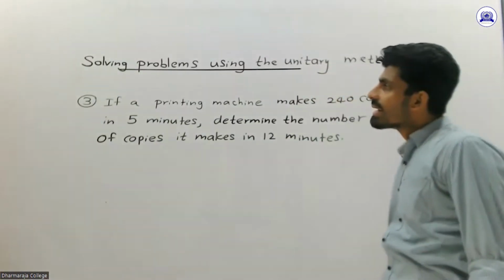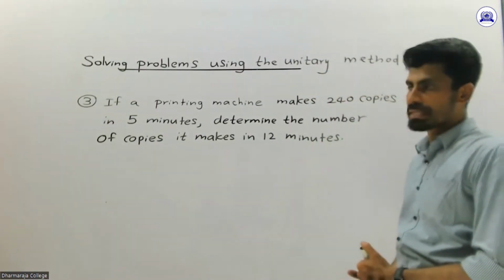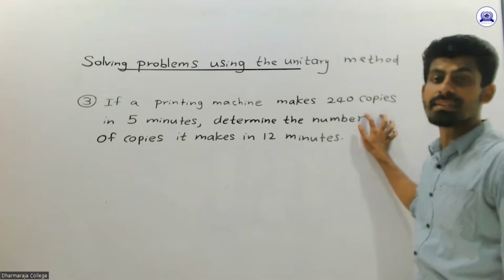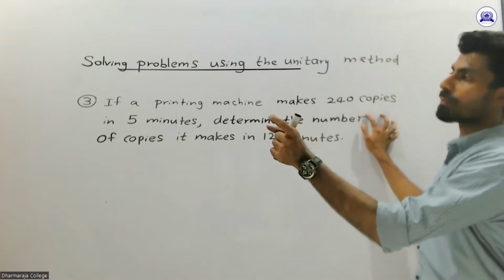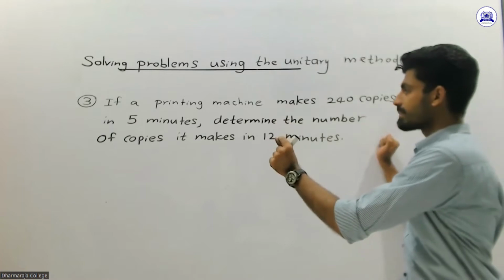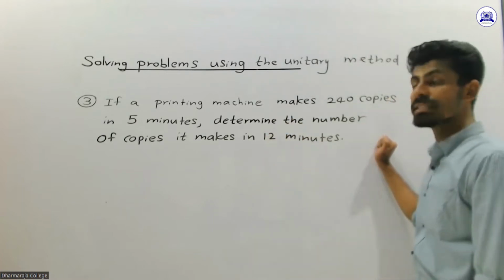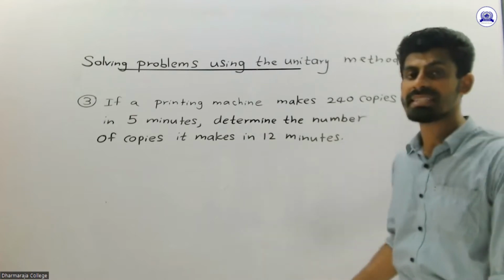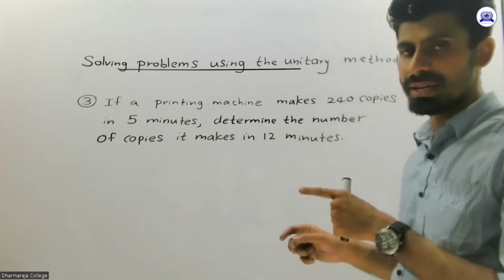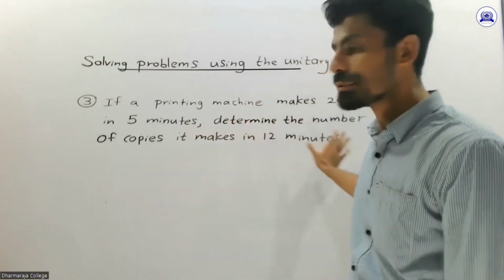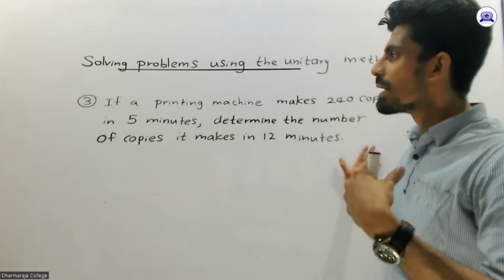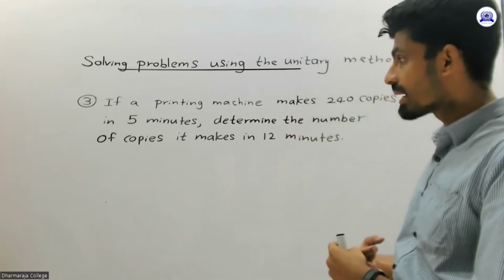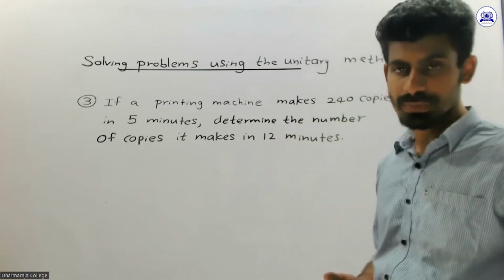Third question. If a printing machine makes 240 copies in 5 minutes, determine the number of copies it makes in 12 minutes, right? Now this is the third one, my dear student. You can just try to do this one. You can pause the video and try it. I will give you a few minutes. Then afterwards you can check your answers with me, right?